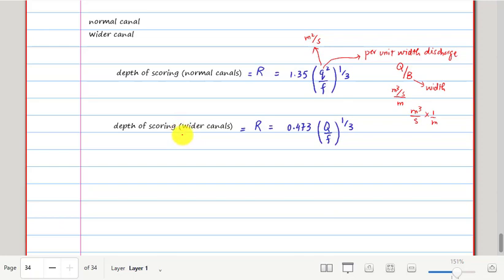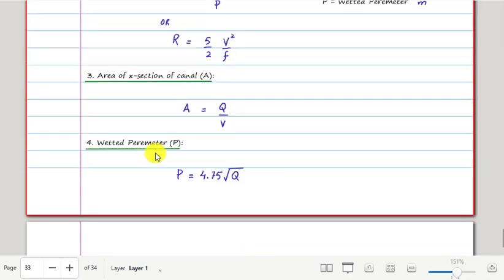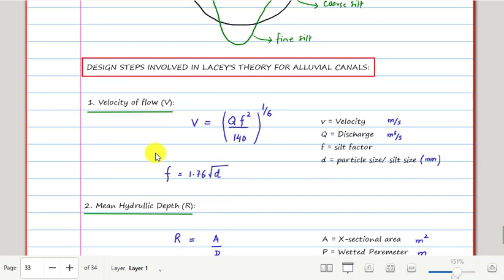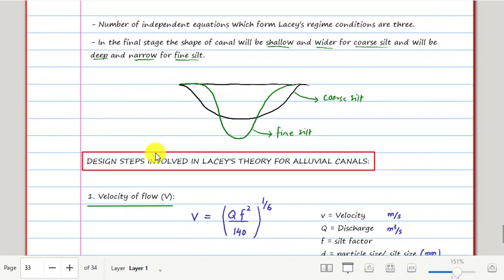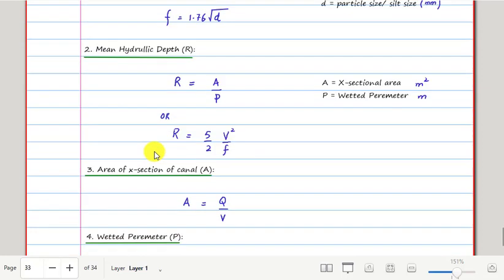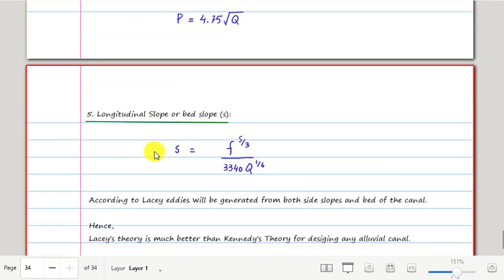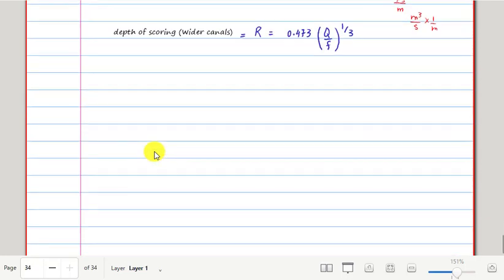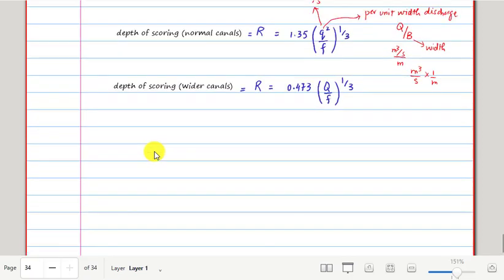Got it? So these were some formulas and design steps of Lacey's theory. We will wind up this lecture here, and in the next lecture we will consider a numerical problem, and we will follow all these steps to design an alluvial canal using Lacey's theory.